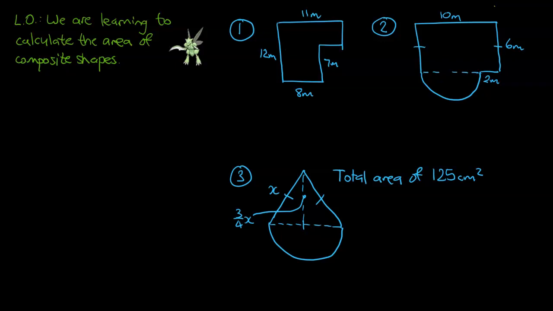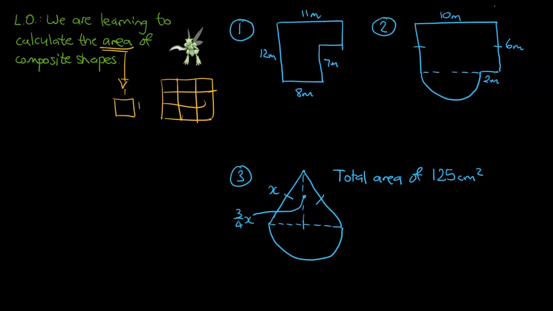Today's learning objective is in green and we are learning to calculate the area of composite shapes. So the area is something that we're all fairly familiar with. It's how many of those little 1 by 1 unit squares would fit into a larger shape. So you can chop that shape up.